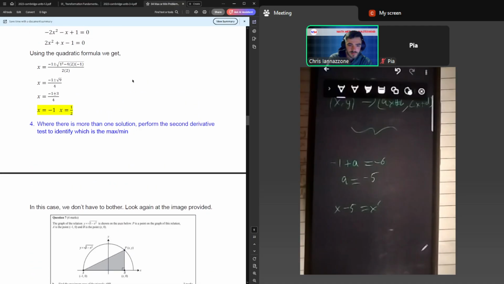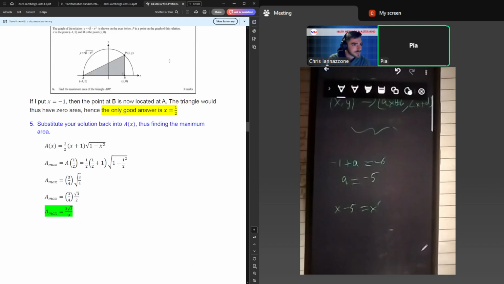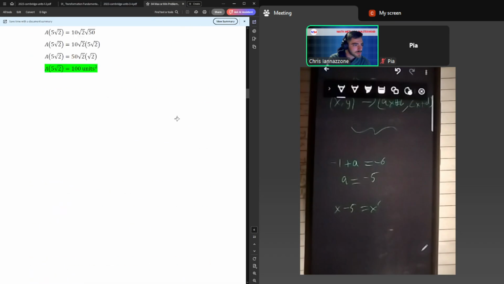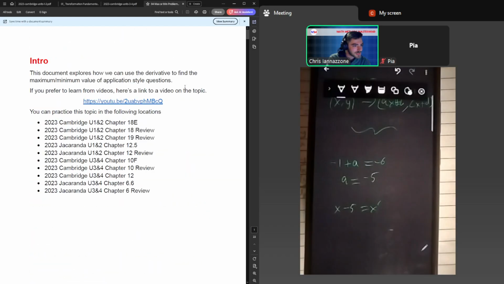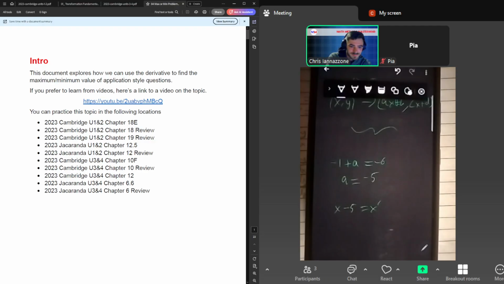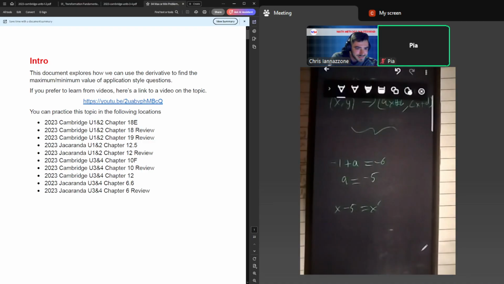Like if you remember finding stationary points, you've got to figure out which one's min, which one's max. You can do double derivative, you can do sign diagrams, any of those. Yep. Sweet. So that's that. This is the max or min problems document. It's under calculus, applications of calculus. Cool with that? Yes, thank you. Sweet. All right, I'll leave you to it.